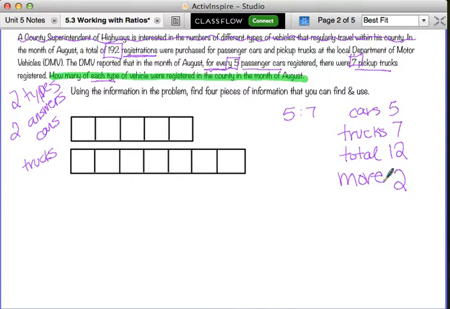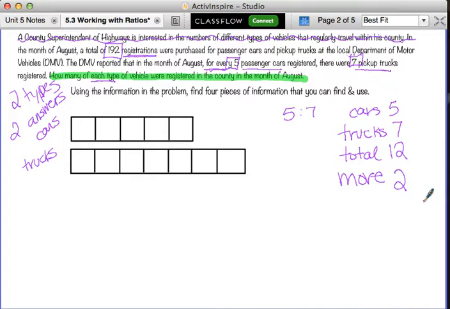When you look at your word problems, you're going to see the word more and not the word difference. So that's why I use it instead of the word difference. And you're always saying, okay, there's more of your larger number, which in this case is trucks, which is 7, than your smaller number, which is 5, that represents cars.